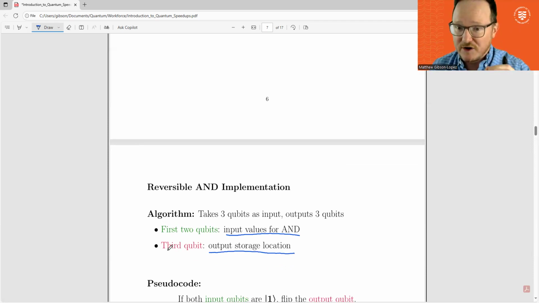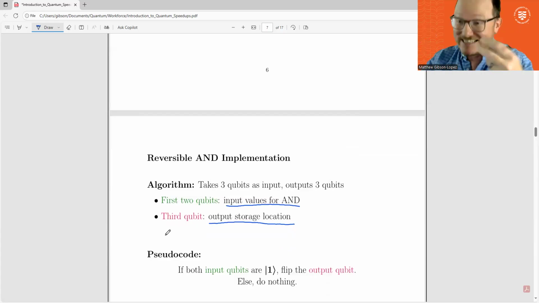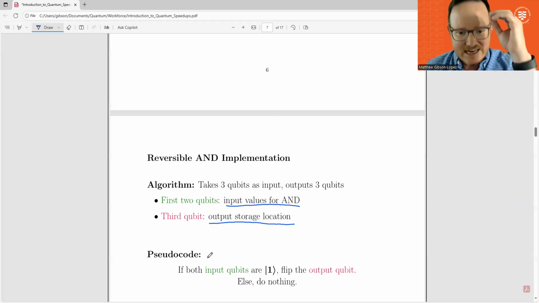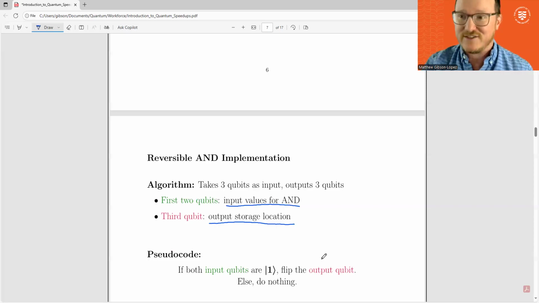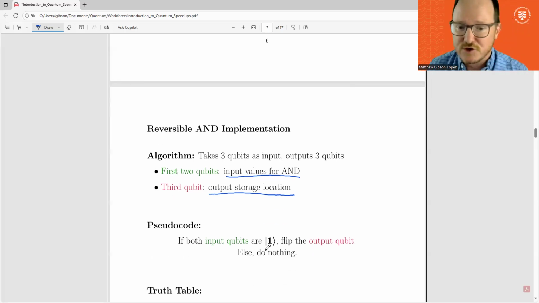So the way that the quantum computer is going to encode the answer, because our computation has to be reversible, is that if both input qubits are one, it is going to flip the output qubit. So rather than just writing the answer of one to the output qubit, it's going to encode the answer by flipping the output qubit. If the output qubit was in the state one, it will flip it to zero. And if it was in the state zero, you'll flip it to one. Okay, so you'll basically negate it in some sense, right? And otherwise, you do nothing.